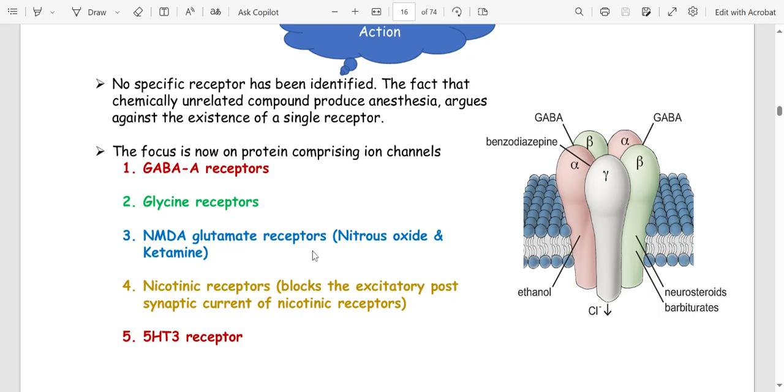So, for example, some drugs that work on the glutamatergic receptor NMDA, you have nitric oxide and ketamine.